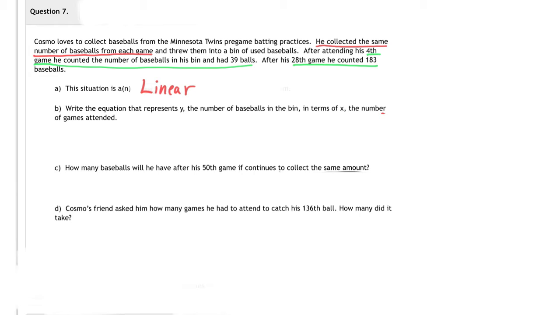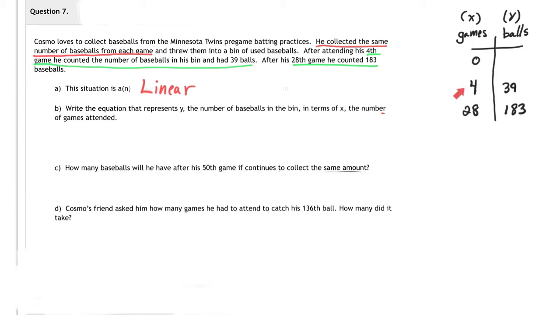Next, when we write an equation that represents the number of baseballs in the bin in terms of x, the number of games attended, we need to start taking the information from the word problem. So we'll take this information here. The fourth game, he had 39 baseballs. The 28th game, he had 183 baseballs. So we take that information over here and we put it into a table: 4, 39 and 28, 183. Then, since we know it's going to be linear, we're going to try to figure out what it's adding by.